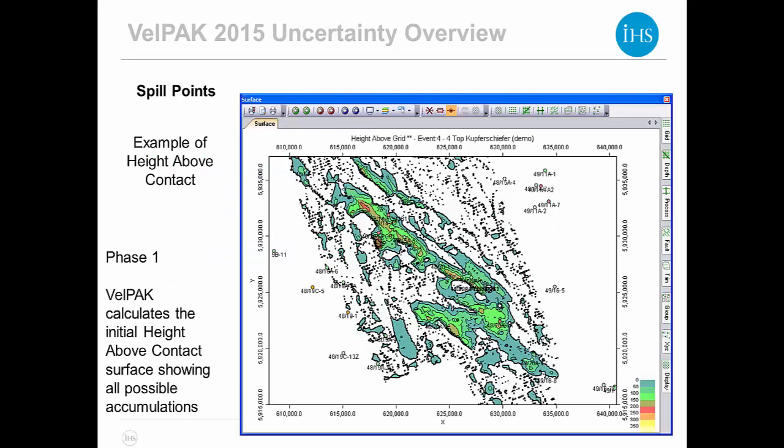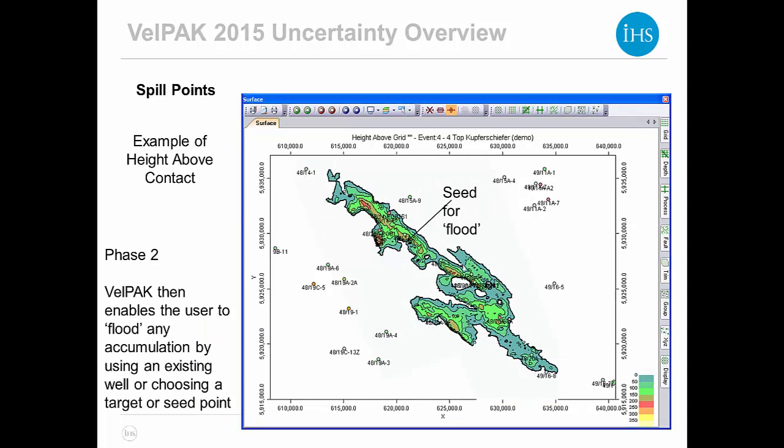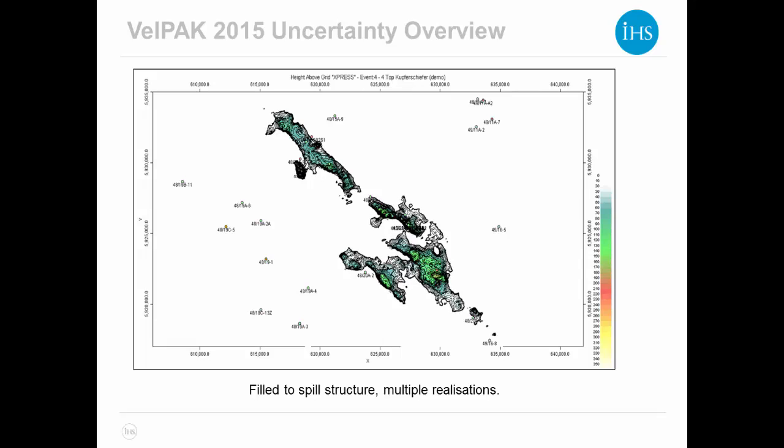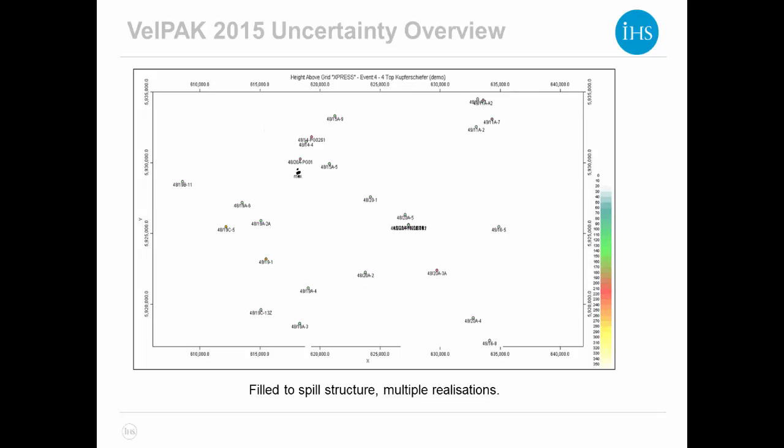Phase 1 is VelPAK calculating the initial height above contact surface, showing all possible accumulations. And then Phase 2, VelPAK enables a user to flood any accumulation by using an existing well or choosing a target or seed point. Here is an animation available from within VelPAK showing the fill to spill animation of the various realizations produced.